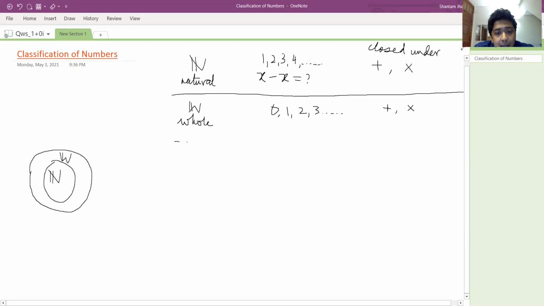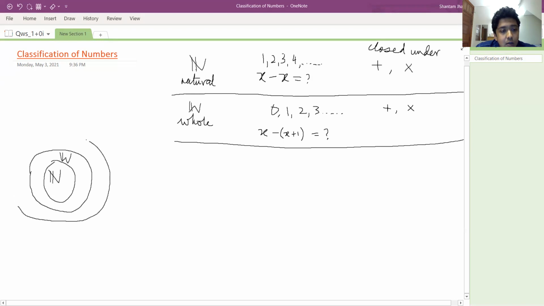All right. And the operation this is not closed under is again subtraction, but this time x minus x is defined. So what I'm going to have to subtract here is at least x minus x plus 1. What's the value? For example, what if I take 1 and what if I subtract 2? Well, I don't know. I'm not in this set anymore. And the set of numbers that is closed under subtraction is known as the integers, represented by Z here.